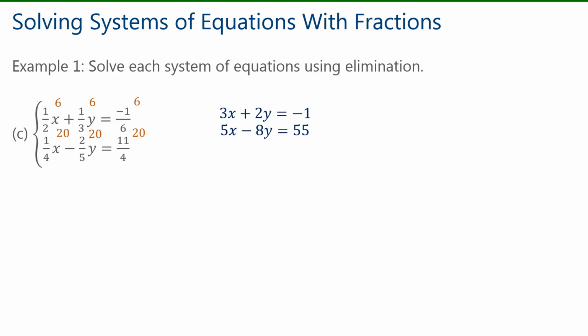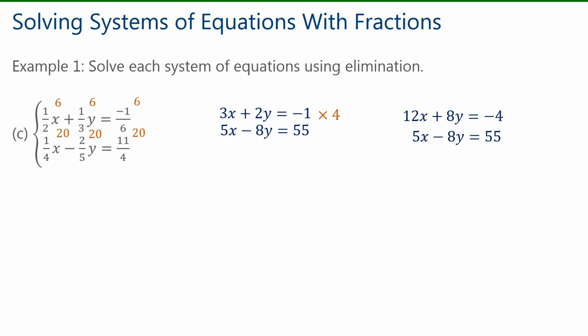I chose y because I just need to multiply the first equation by 4 to make it 8. You could eliminate x, which means you'd have to multiply the top equation by 5 and the bottom equation by 3. So multiplying one equation is just one less step. So now if I multiply that by 4, I get 12x plus 8y equals negative 4. And I'll write the other equation underneath.